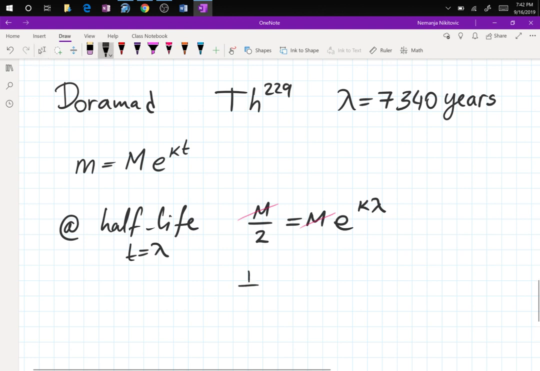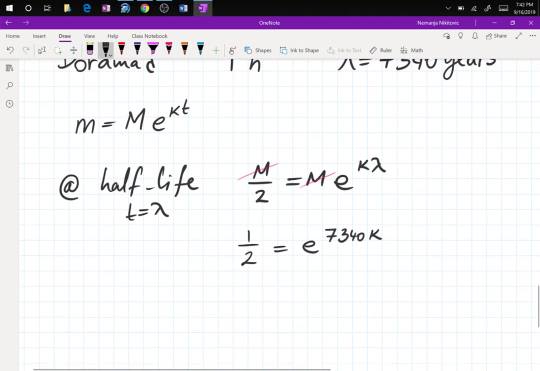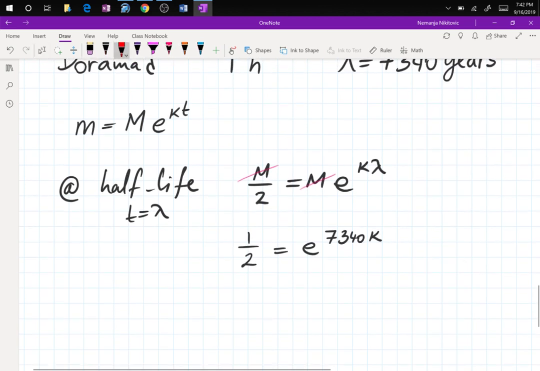So this problem turns into 1/2 is equal to e to the 7,340 k, because that's what lambda is, our half-life for the problem. Now we're going to hit both sides by ln to calculate k for our problem. We have to calculate ln of 1/2, so ln of 0.5, which is going to be negative 0.6931. And on the other side, we have 7,340 k.